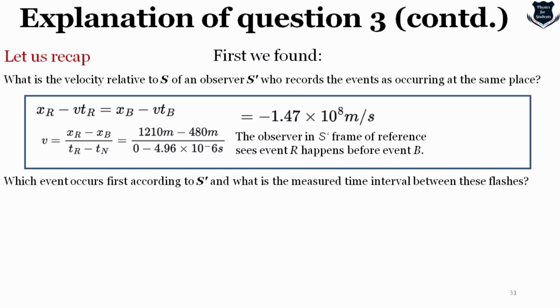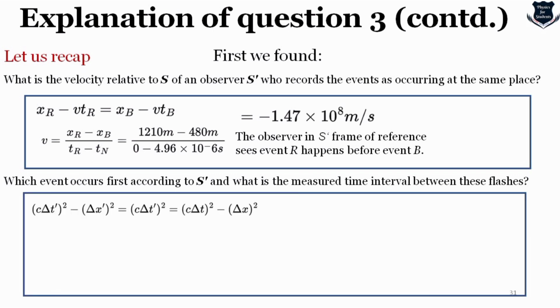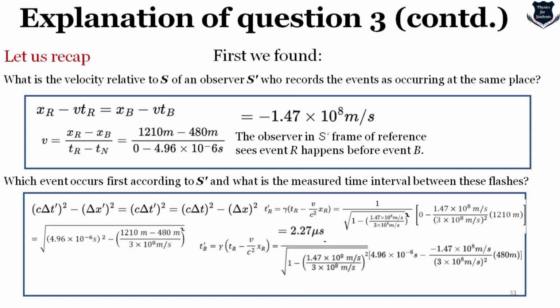And the second question is, which event occurs first according to S prime? What is the measured time interval? Then we use for the measured time interval the space time interval. Then we multiplied this value and we got 2.27, and this one is 6.59, which eventually implies that event R occurs before event B. So this is a quick practice and a very interesting exercise which I just thought to tell you.